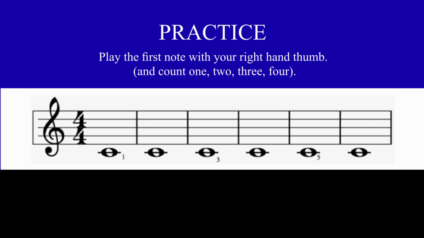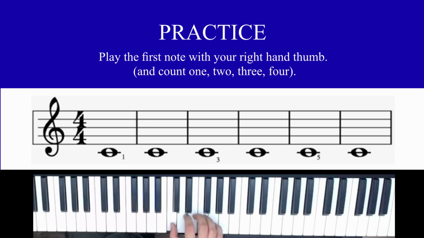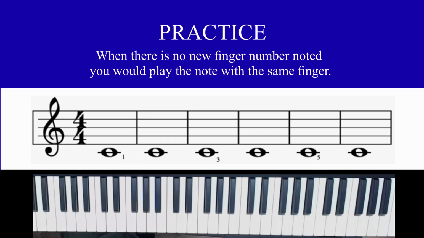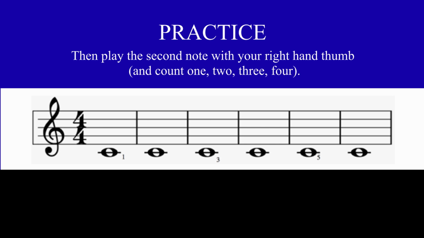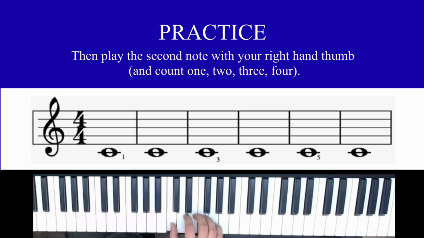Play the first note with your right hand thumb and count 1, 2, 3, 4. When there is no new finger number noted, you will play the note with the same finger. Then play the second note with your right hand thumb and count 1, 2, 3, 4.